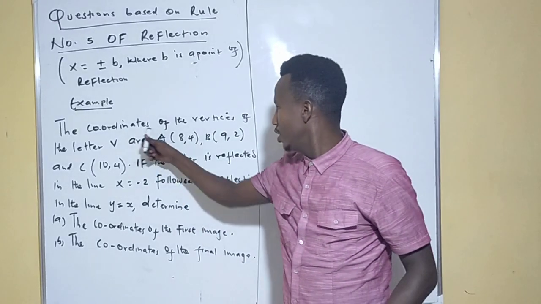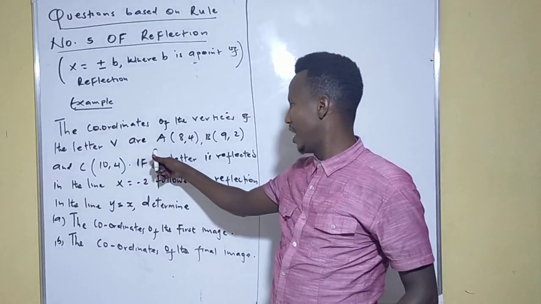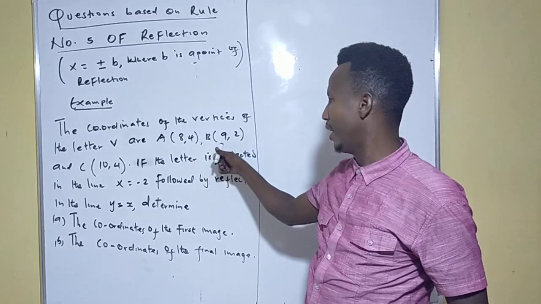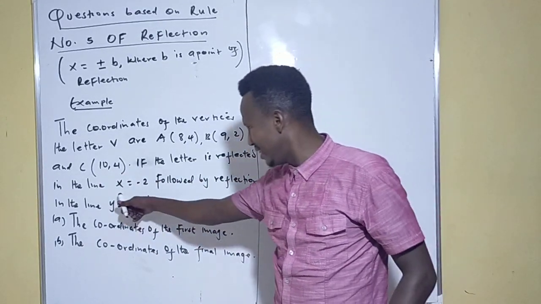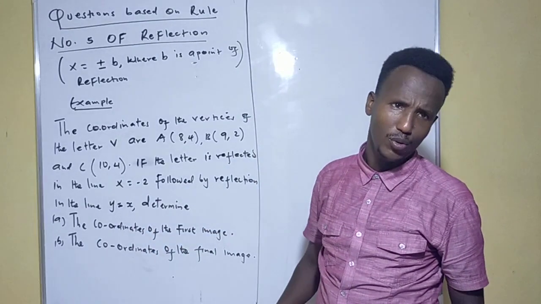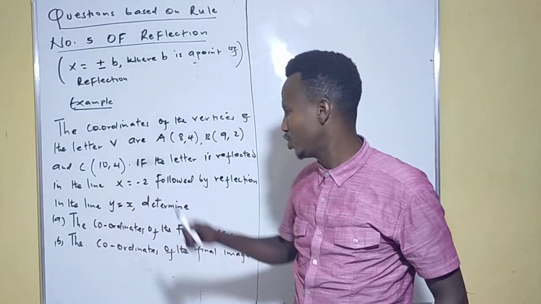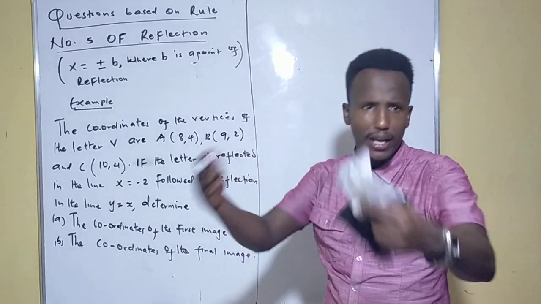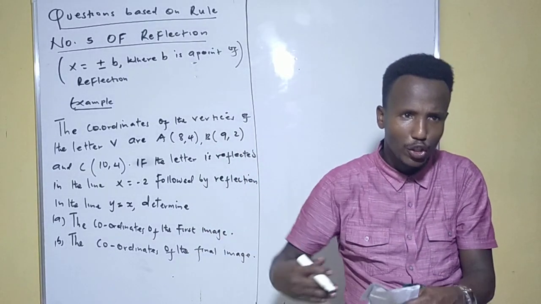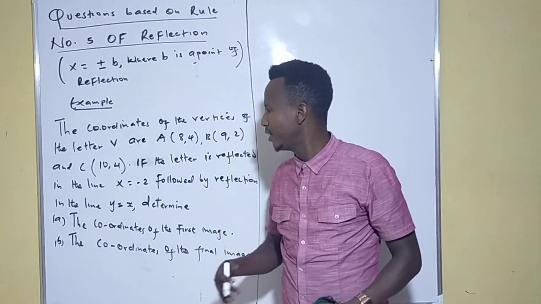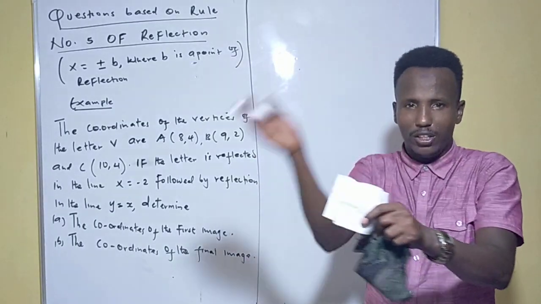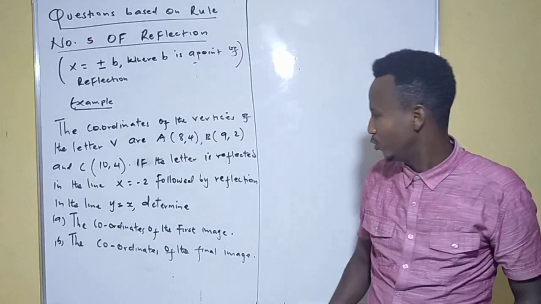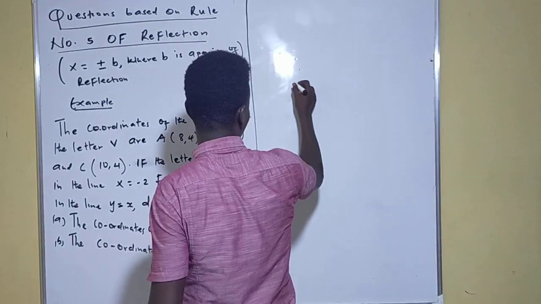So now you are told the coordinates of the vertex of the letter V are A (8, 4), B (9, 2), and C (10, 4). If the letter is reflected in the line x is equal to negative 2, so this is the line of reflection, followed by another reflection in the line y is equal to x, of which you have learned rule number 3, they will all interchange positions to get the double prime. Don't forget it. So let's come here and say solution.